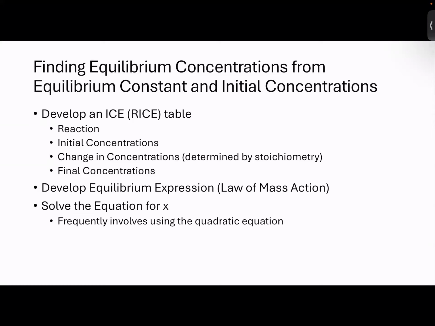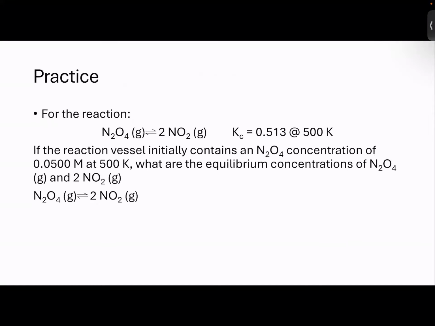I believe in doing examples, so that's what the remainder of today is: examples. For the reaction where dinitrogen tetraoxide decomposes to form two nitrogen dioxides, the Kc for this at 500 Kelvin is 0.513. If the reaction vessel initially contains dinitrogen tetraoxide at a concentration of 0.05 molar at that 500 K, what are the equilibrium concentrations of the dinitrogen tetraoxide and the nitrogen dioxide?